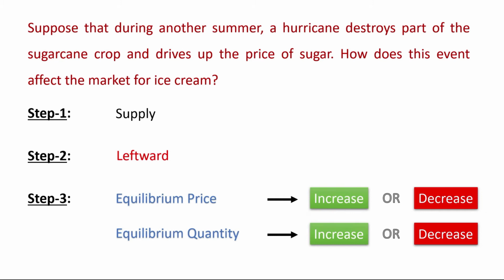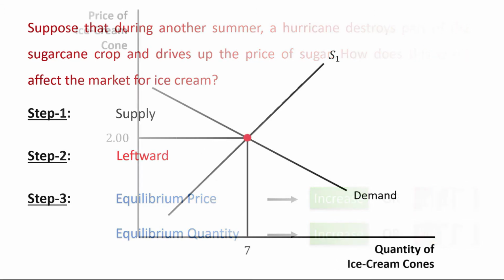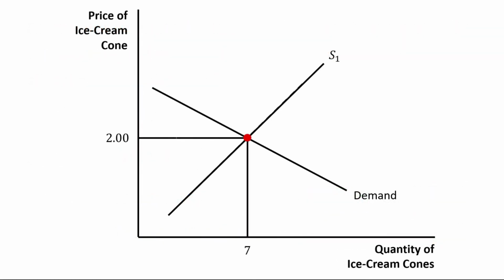In step 3, we will analyze the changes in equilibrium price and equilibrium quantity. To proceed with step 3, we will use the supply and demand diagram. In this diagram, the initial equilibrium price is assumed as $2 per cone and the initial equilibrium quantity is assumed as 7 ice cream cones. So the supply curve will shift leftwards. As you can see, the supply curve has shifted leftwards from S1 to S2.